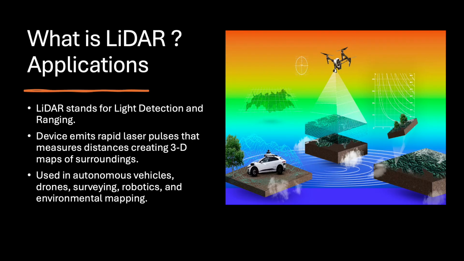So what is LiDAR and what are some of its applications? LiDAR stands for light detection and ranging. It can be defined as a remote sensing technology, a device that uses laser pulses to measure distances and create a 3D map of its surroundings.